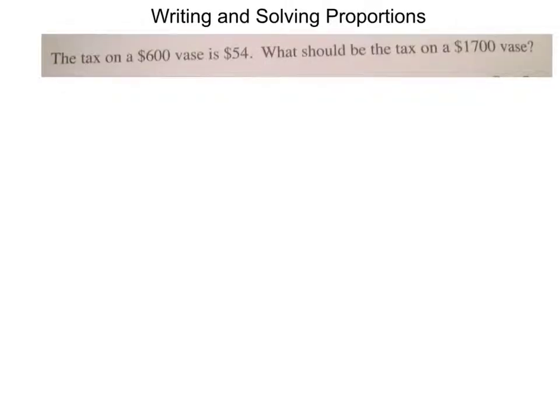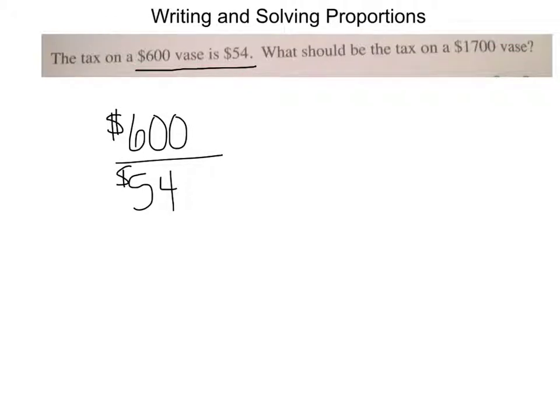All right, we've got another one here. The tax on a $600 vase is $54. What should be the tax on a $1,700 vase? Okay, let's start by looking at what we know here. A $600 vase has tax of $54. So I'm going to do my total on top of my tax. And just to make sure that I keep it straight, I'm going to put total and tax so there's no mix-up when I write out the other side of my proportion.